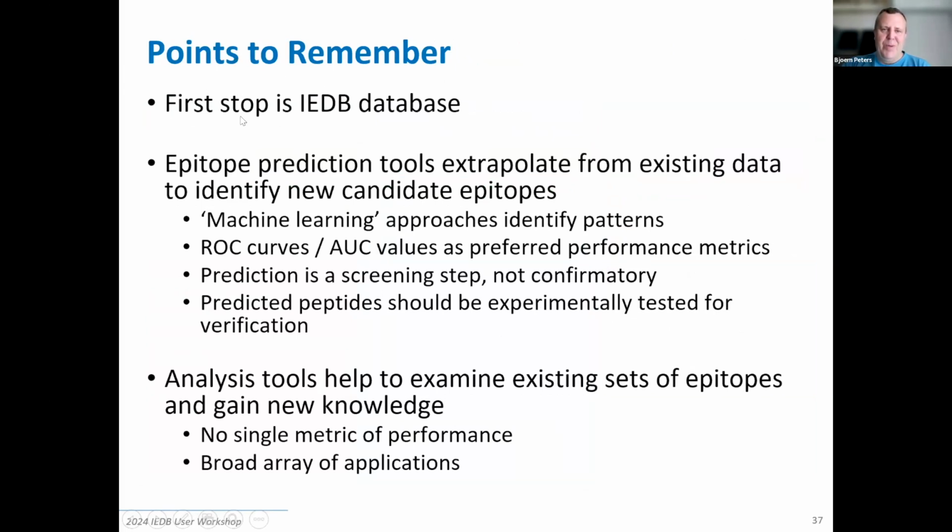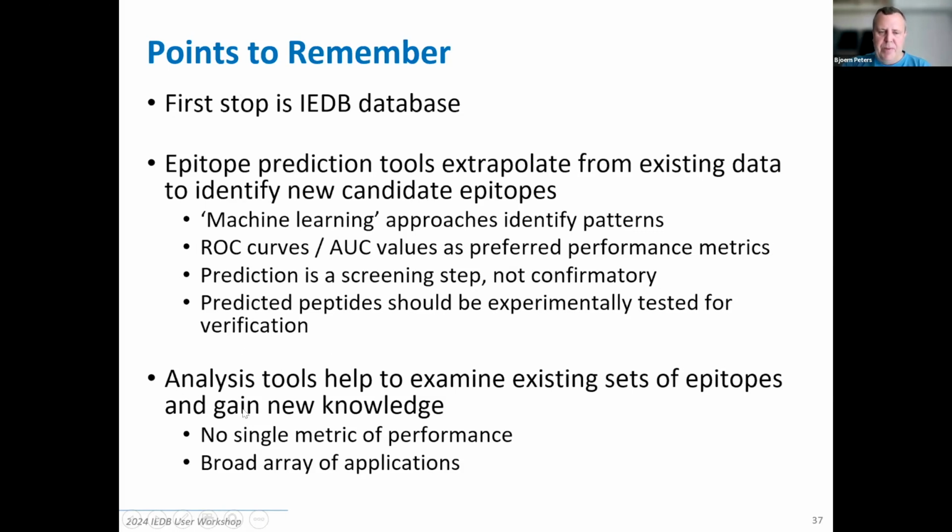And the easiest way to do that is to check whether this has been tested by someone else before. That data should be in the IEDB. So first, if you're interested in epitopes, check what's already been experimentally tested. Otherwise, you can use these prediction tools to do in silico studies or predict candidate epitopes for further testing. We're using machine learning to identify these by extrapolating from what we know. We're using ROC curves to evaluate prediction performance. Again, this is a screening step, not confirmatory, and should be experimentally tested.